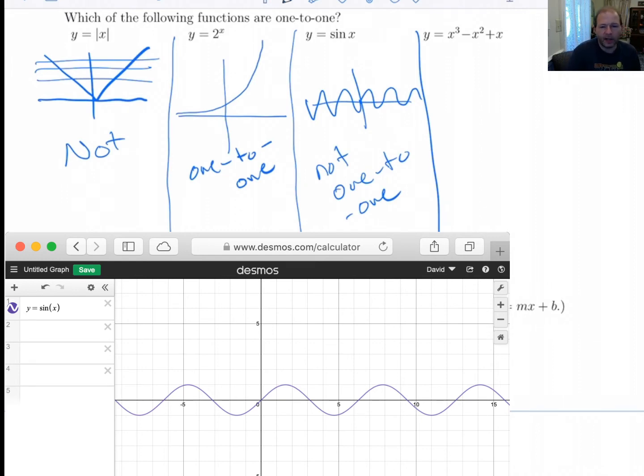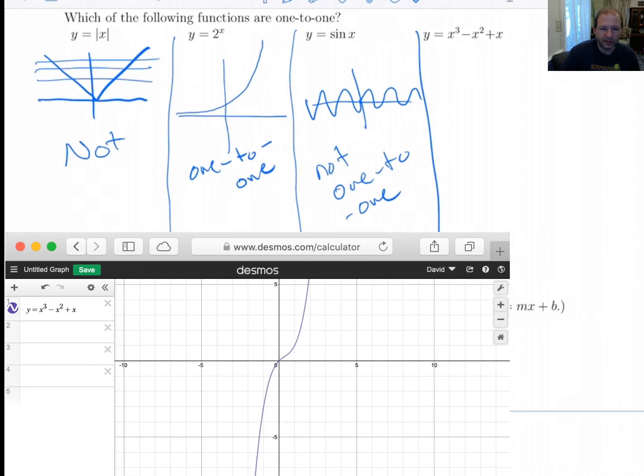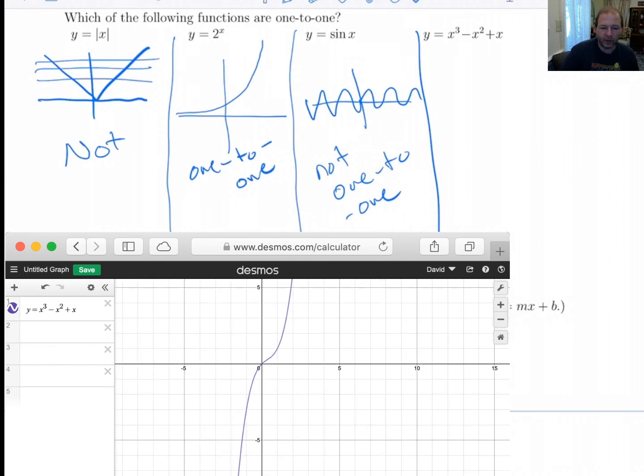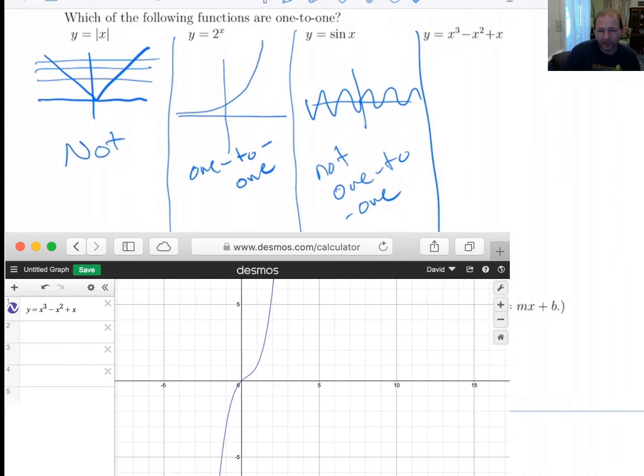All right, this next one, honestly, I can't look at it and tell the answer because this is a cubic function. Now, cubic functions can look like, if we just had y equals x cubed, that one is one-to-one because it's increasing. But if we put in, let's see, x cubed minus x squared plus x, when we look at that, we can see it is always increasing. And honestly, without calculus, there's not a good way to determine if it's always increasing. So this one is also one-to-one.